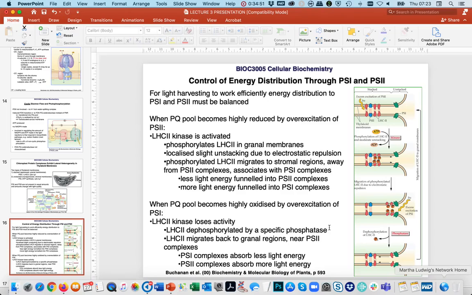And when that happens, the PQ pool becomes highly reduced, because photosystem II is being overexcited. Okay? It's collecting more of the light energy that's coming into the chloroplast because more of that light energy is favorable for the P680 chlorophylls in photosystem II. Now, when that happens, and if we go to the top part of the diagram on the right-hand side of the slide, when the PQ pool becomes over-reduced, that activates an LHCII kinase. So that's illustrated in the first step of the diagram on the right-hand side of the slide.